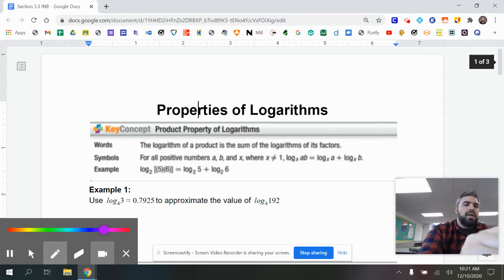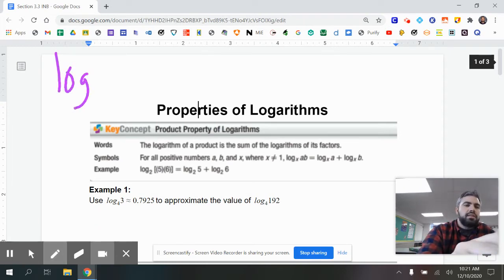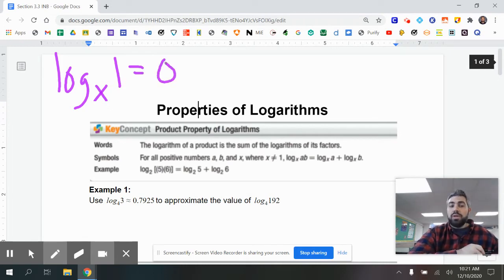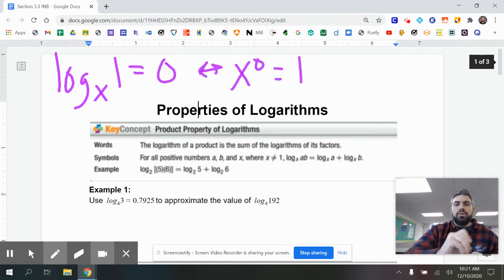So the first is this. Anytime I'm taking log base x of 1, that's always equal to the same thing. It's equal to 0. It doesn't matter what it is. And the reason for that is because anything to the 0 power always equals 1. So these two are interchangeable, right? We can say that log base x, or whatever, log base 7, log base 12, log base 45, doesn't matter. But log base anything of 1 is equal to 0 because anything to the 0 power is equal to 1.